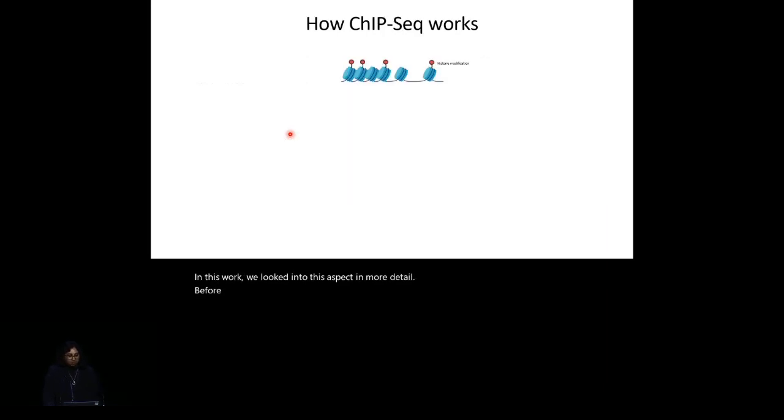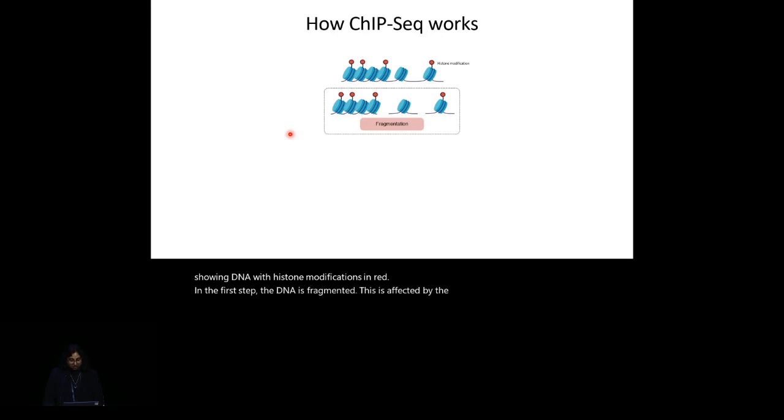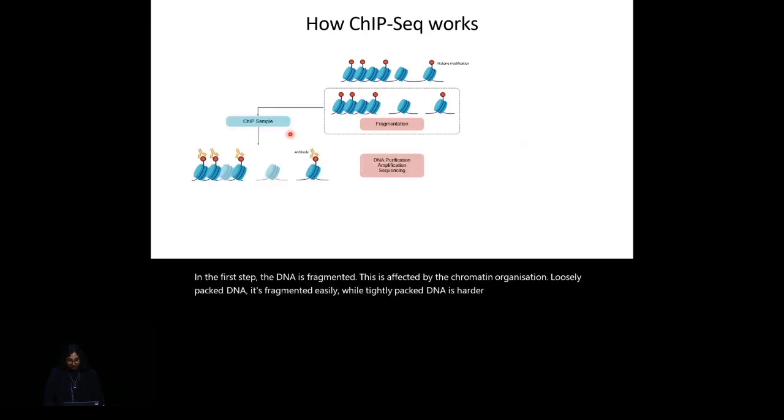Before we look at histone modification data, I'll give you an overview of how ChIP-seq works. ChIP-seq is the most popular experimental technique for measuring histone modification enrichment. Here, I am showing DNA with histone modifications in red. In the first step, the DNA is fragmented. This is affected by the chromatin organization. Loosely packed DNA is fragmented easily, while tightly packed DNA is harder to fragment.